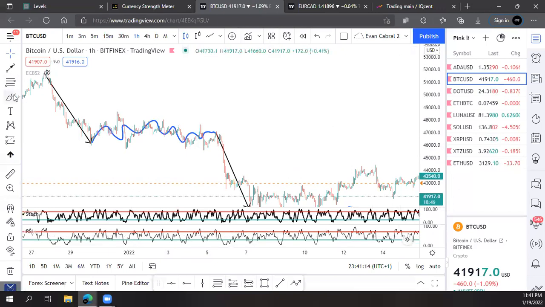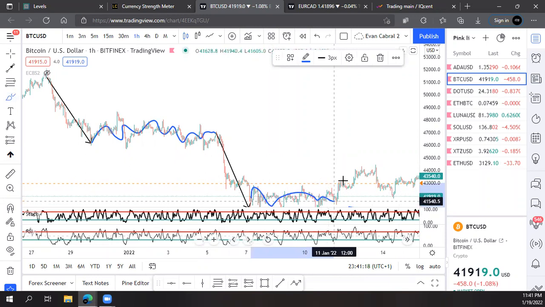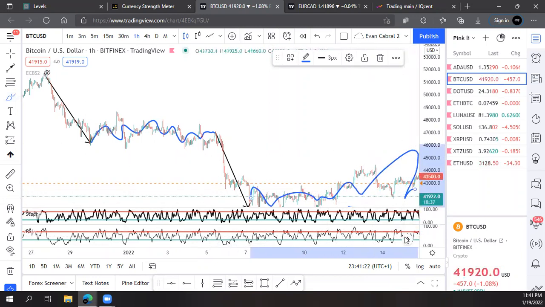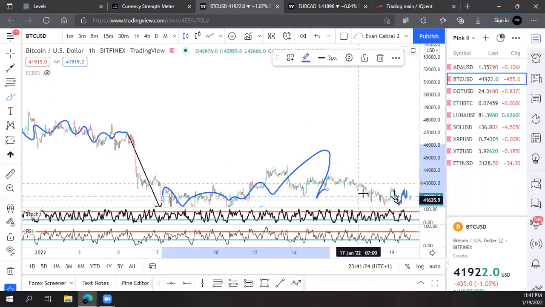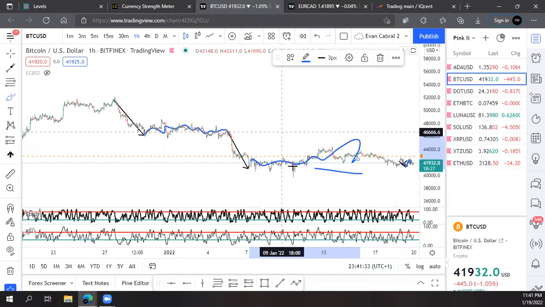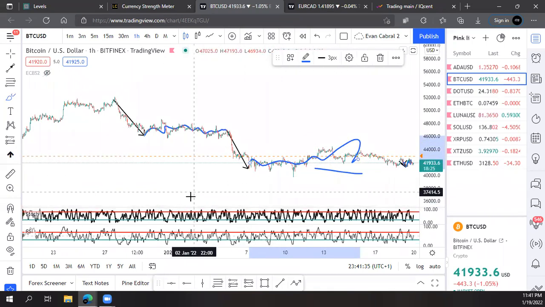Consolidation. It started moving sideways again, right? See, no clear direction, just sideways movement. Right now, we are still in a consolidation. Currently, as we speak, we are still in consolidation. See, sideways movement, no clear direction.